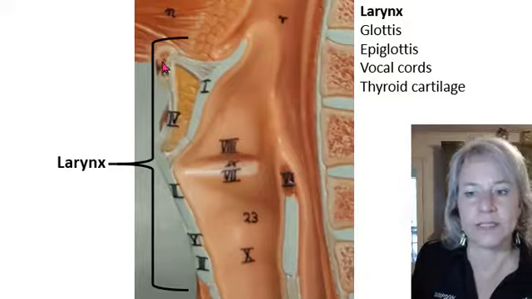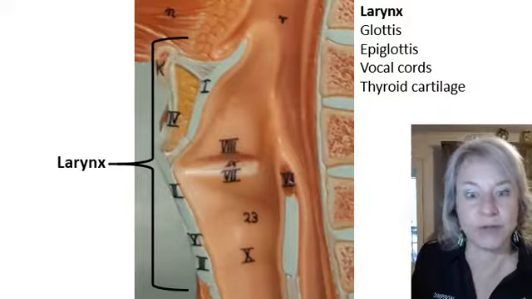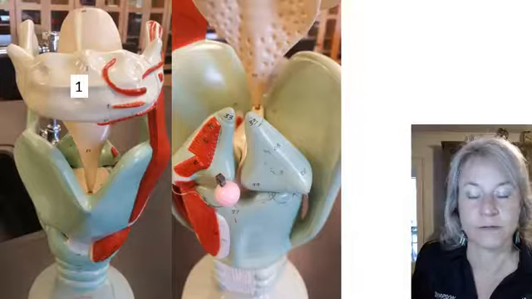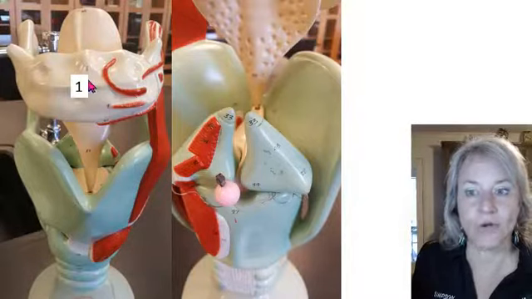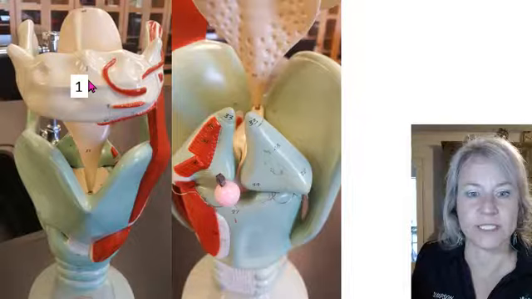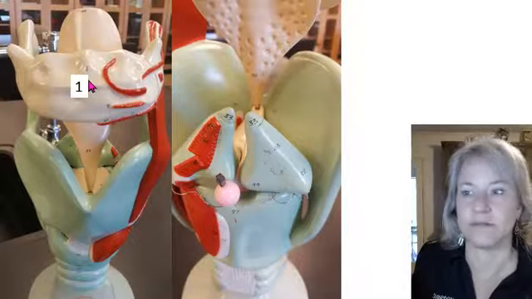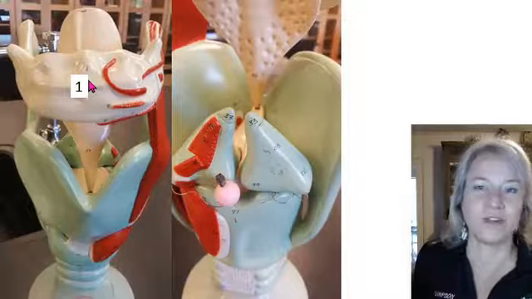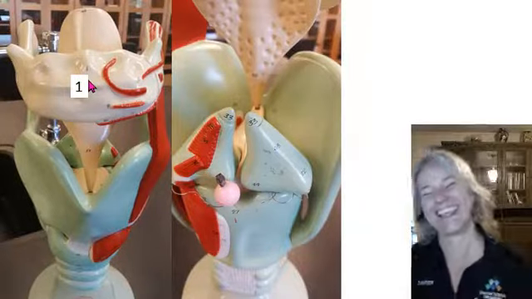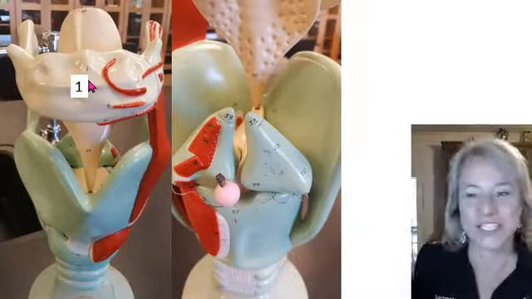form the larynx. Do you remember that bone? What is the name of that bone, that floating bone in the neck? What's the name of it? That was from a video from a long time ago. The introduction to the skeletal system.